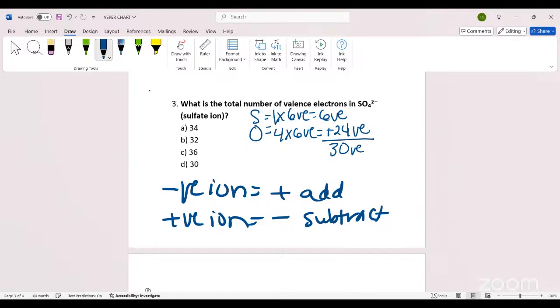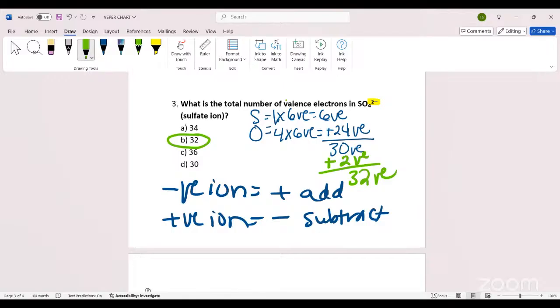But guess what? That ain't it. 30 valence electrons is not the answer, because when we have a negative charge, we're going to do what? We're going to add 2 valence electrons. So when we add 30 plus 2 together, we get 32 valence electrons. And there are always going to be answers on there that will get students caught up if you don't consider everything.